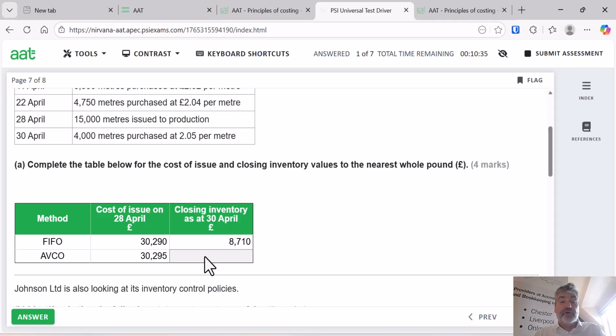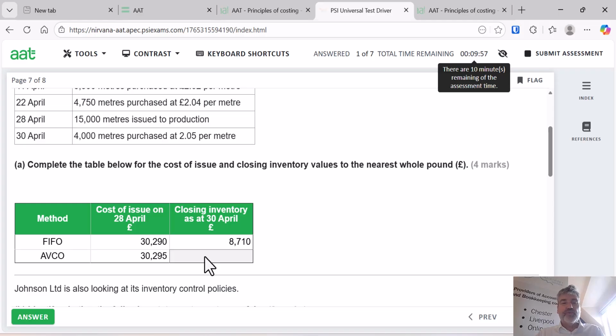Well, I now know the cost of my issues. I know that the cost of everything I've purchased up to that point was £30,800. So basically, if I take that 30,800, I deduct my 30,295, I get £505. That is the cost value of what I'm left in inventory after the issues on the 28th of April.